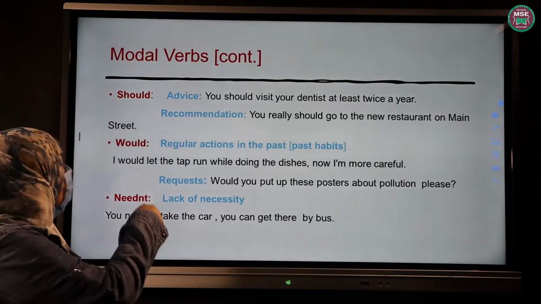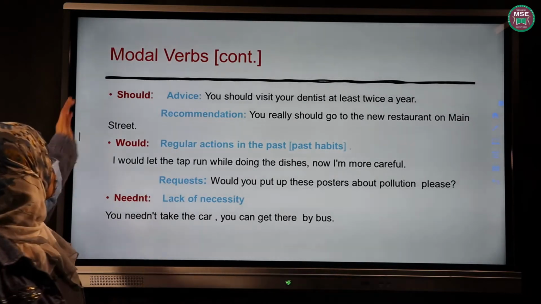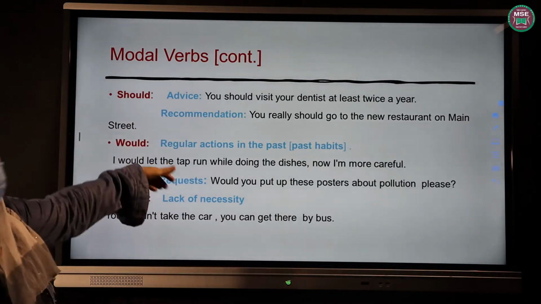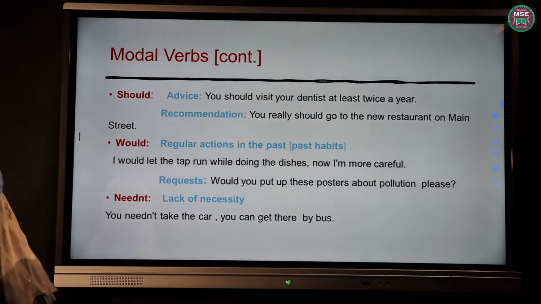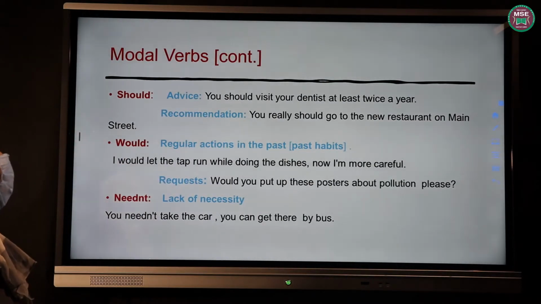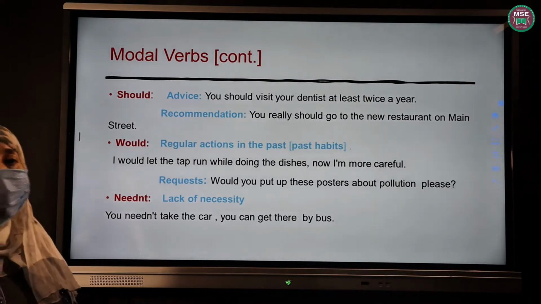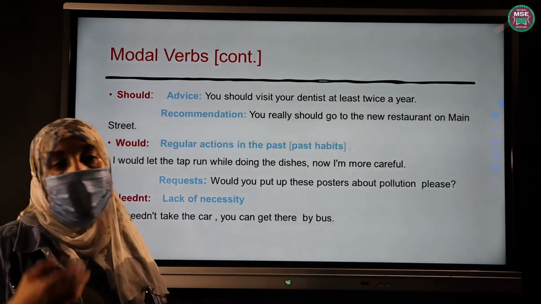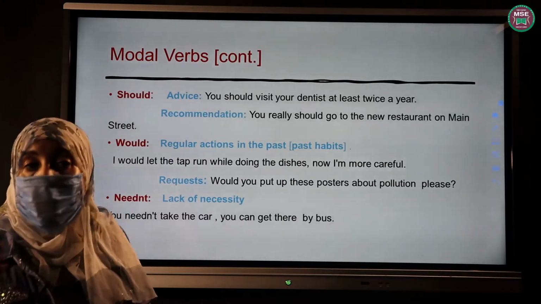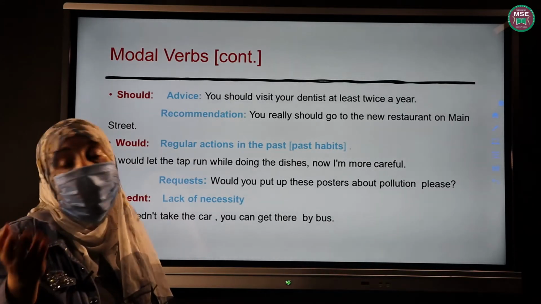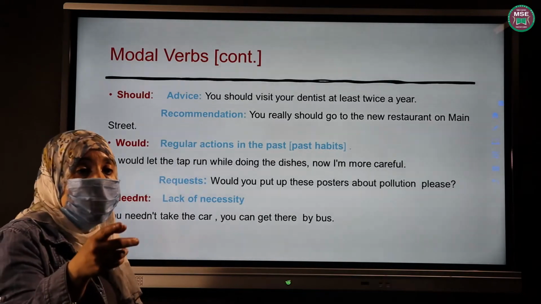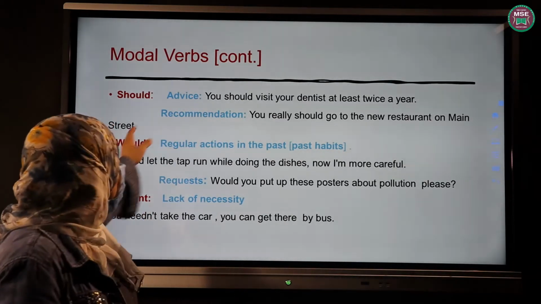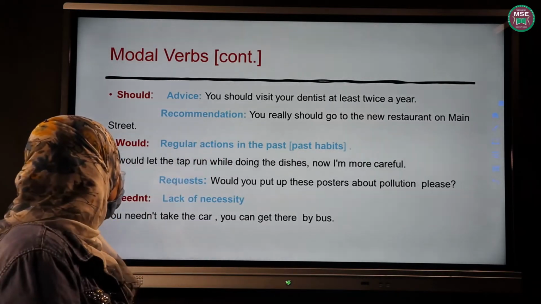Again, this is the rest of the modal verbs. I have should. Should, it's used for advice. I advise you to do something. You should visit your dentist at least twice a year. This is my advice to you. If you want to take it, it's okay. If you don't, it's up to you. It's your choice. But I advise you to do this. So should, it's kind of advice.